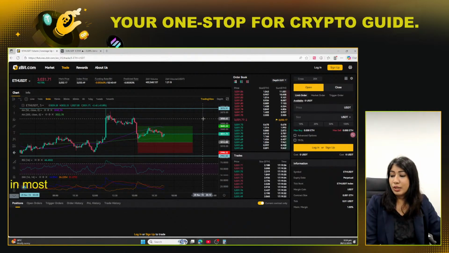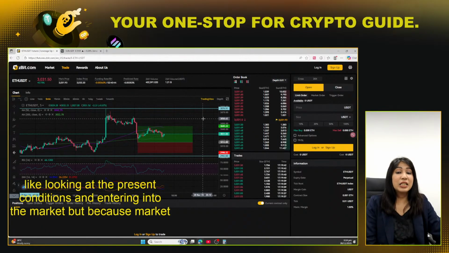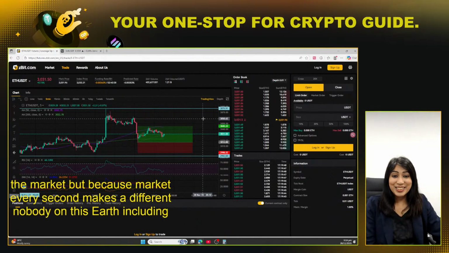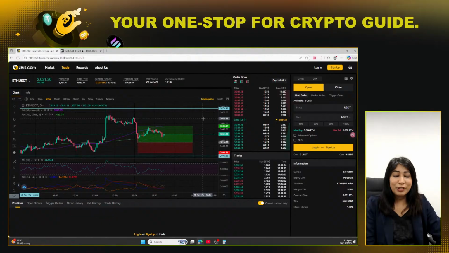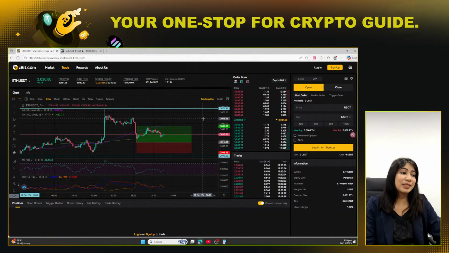In most of the scenarios, you're looking at the present conditions and entering into the market. But because markets make a different move every second, nobody on this earth, including maybe the CEOs of the companies, including big influencers like maybe Donald Trump or anybody for that matter, has any idea whether it will move up or down. Because yes, whales, they might have their planned entries, but honestly speaking, from the moment you enter into the market till you fetch your profits, nobody on this earth knows where the market is heading.